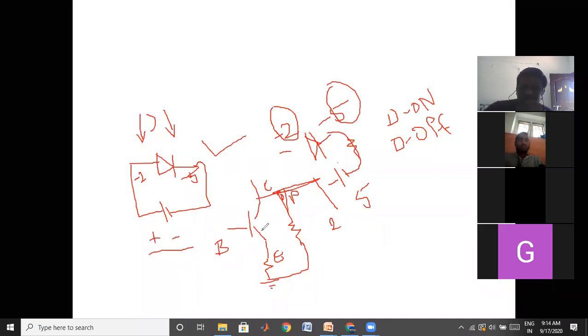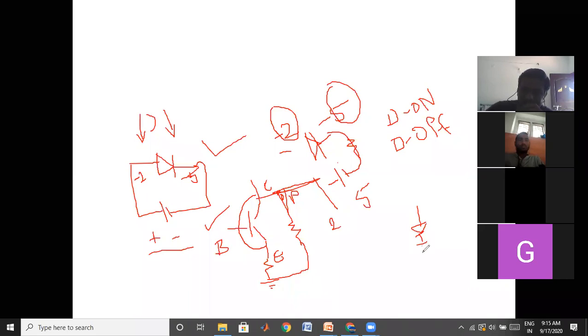What is the condition to make this transistor on? Whenever you apply a base voltage greater than VBE, the base current flows. Here generally we have one diode, and here we have another diode. A transistor is nothing but back-to-back connected diodes.